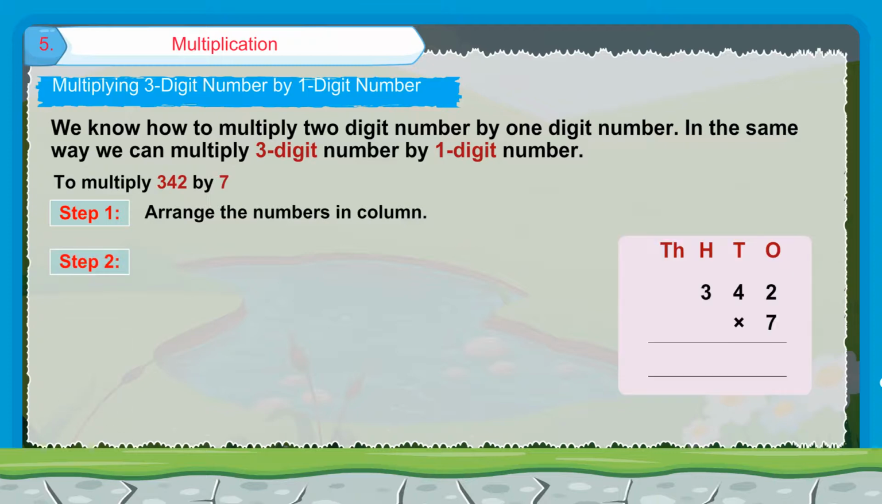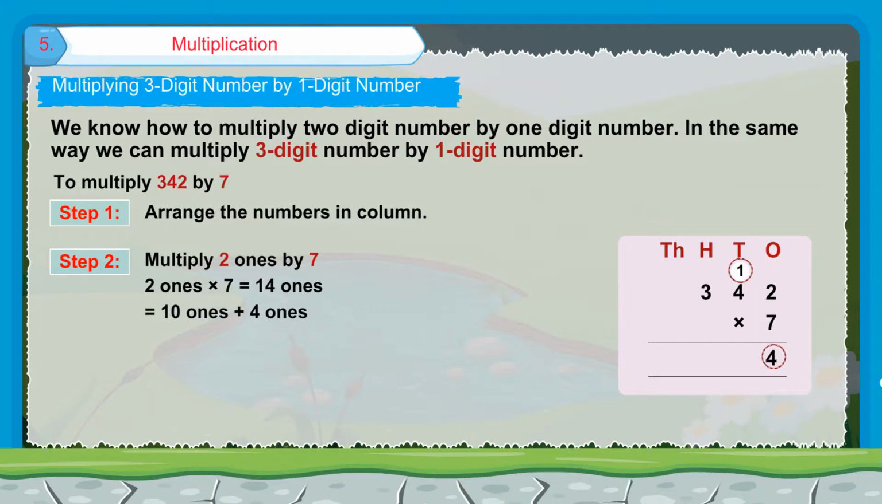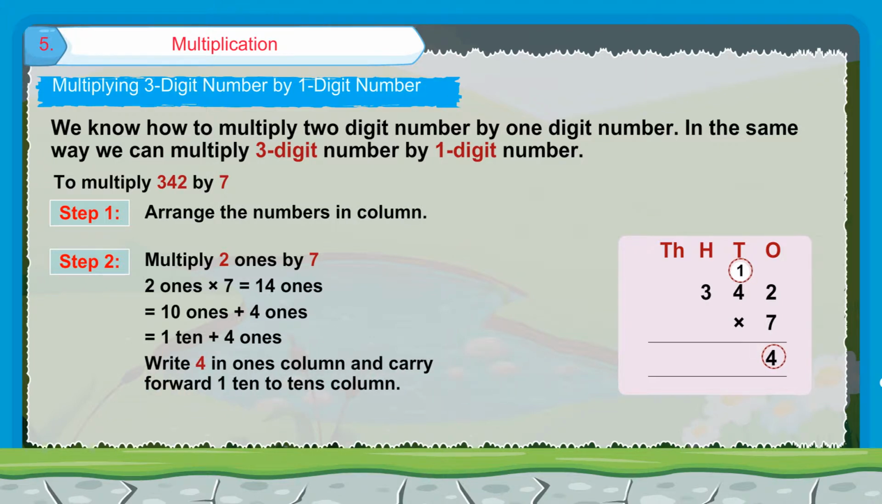Step 2. Multiply 2 ones by 7. 2 ones into 7 is equal to 14 ones, is equal to 10 ones plus 4 ones. Write 4 in ones column and carry forward 10 to tens column.